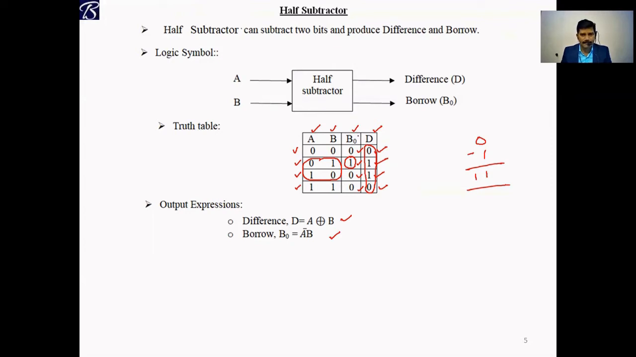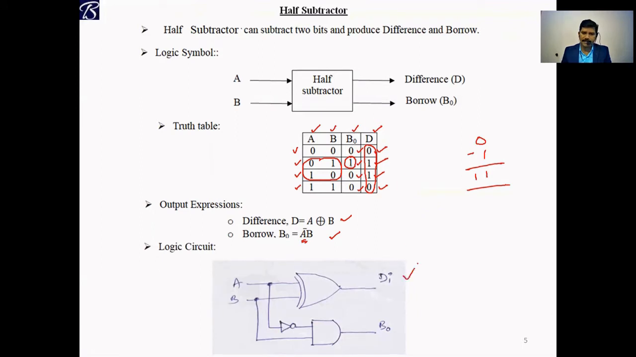So the only difference between the half adder and half subtractor is that here the bar is there, on A. See here, the difference is the XOR gate only, and borrow is A bar B. You will get A bar here and this is B, and if you take an AND gate you get A bar B. So this is borrow. So the difference between half adder and half subtractor in the logic circuit is that only one NOT gate is there, that's all, A bar. Okay, this is about half subtractor.